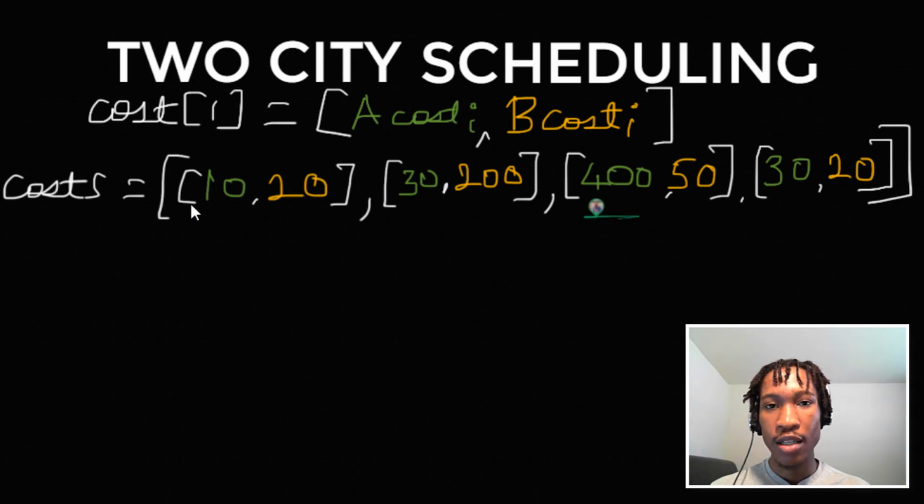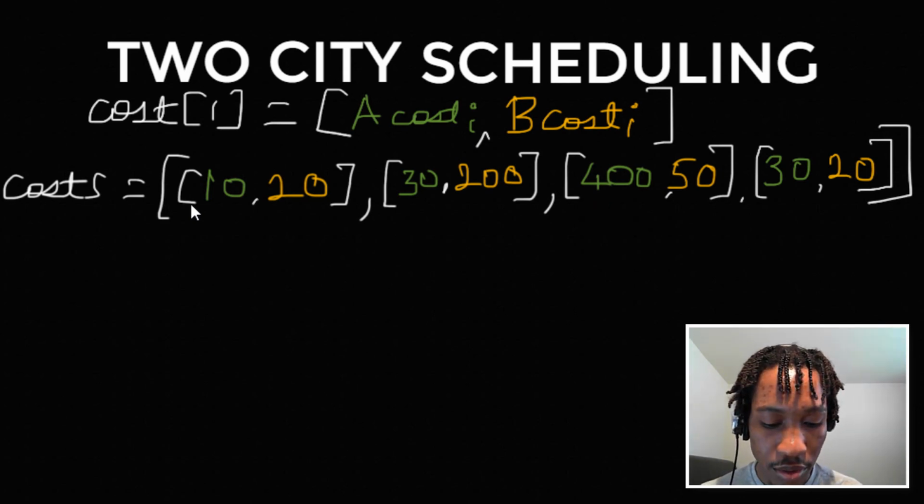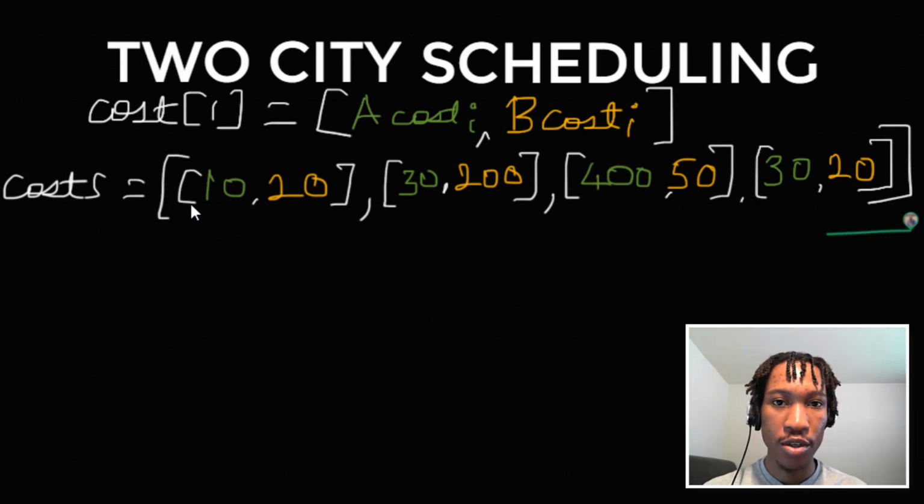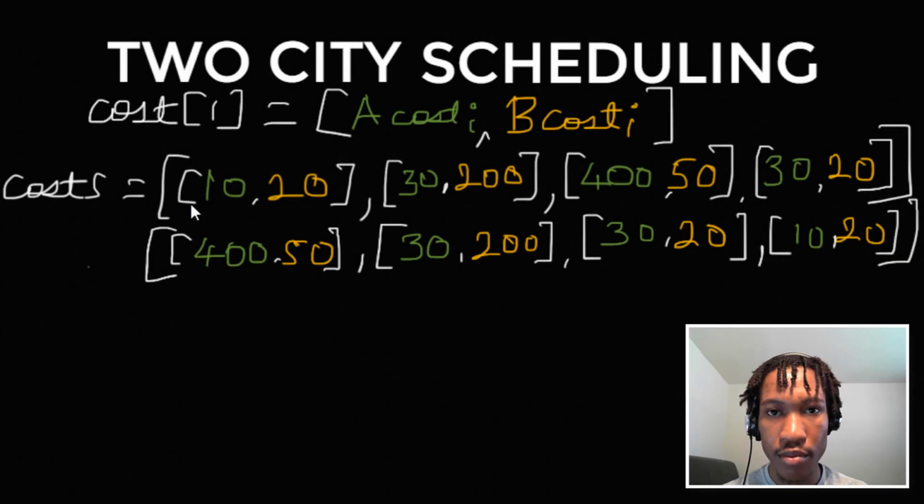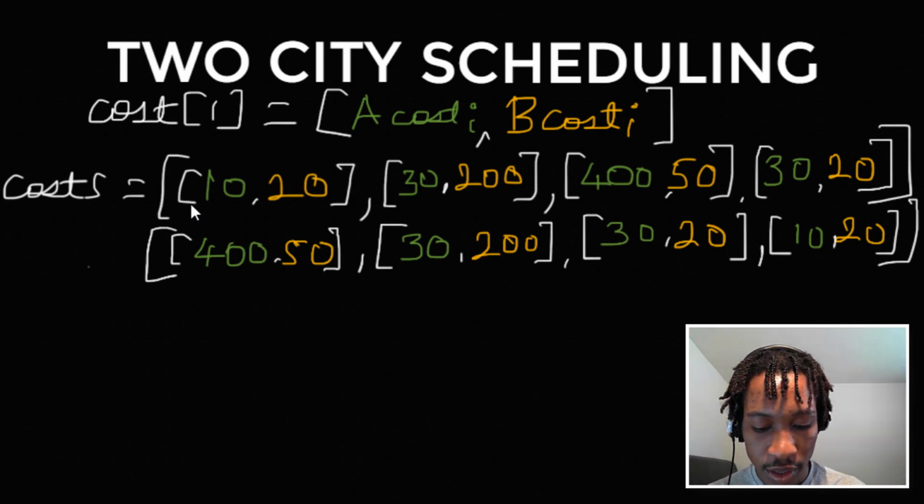So let's do that. Let's sort this input array in descending order of the differences in cost to fly to either city A or city B. Cool. So when you sort the array in descending order of the cost to fly each person to either city A or city B, you'd get this as a result.